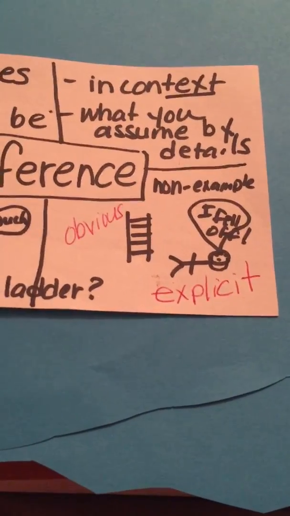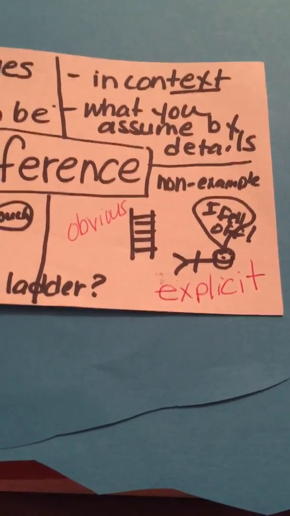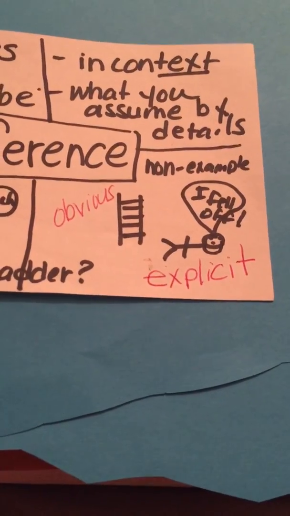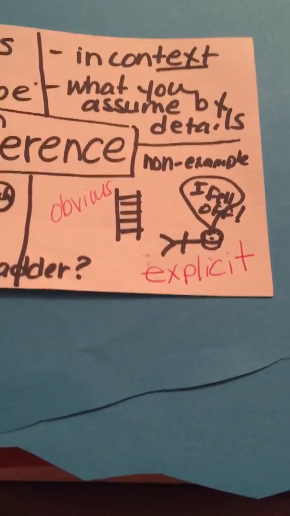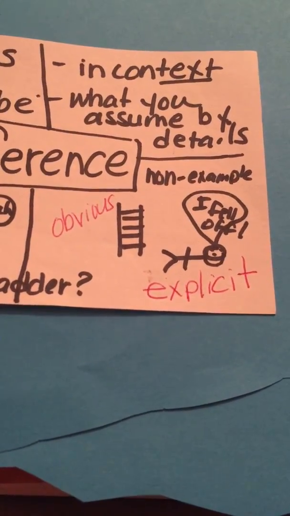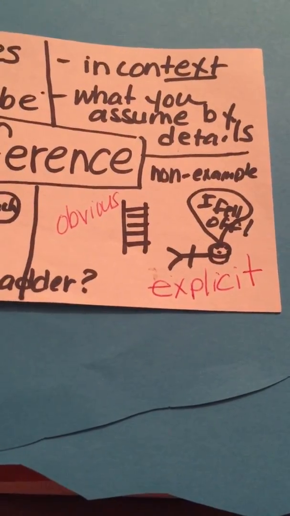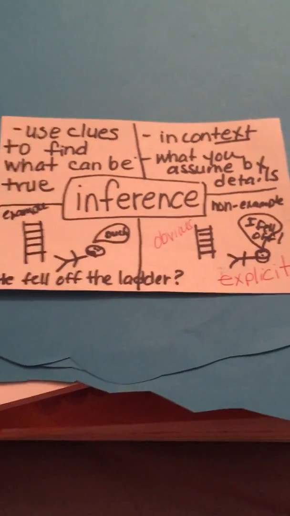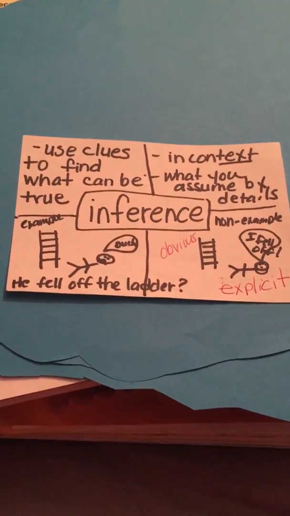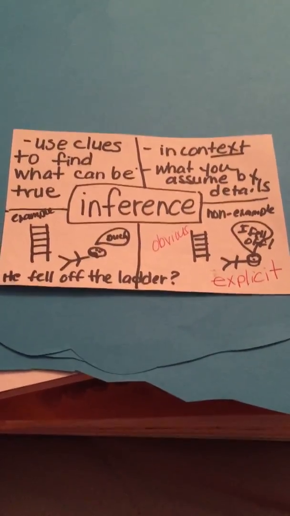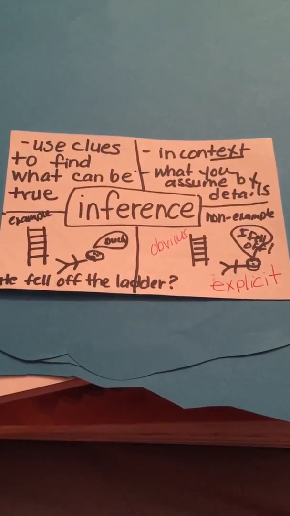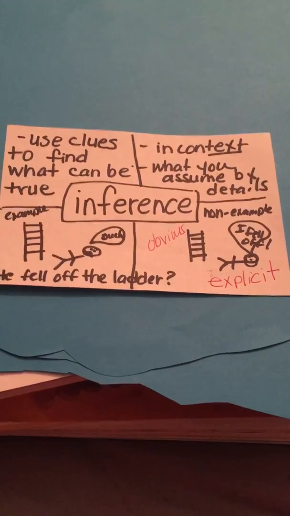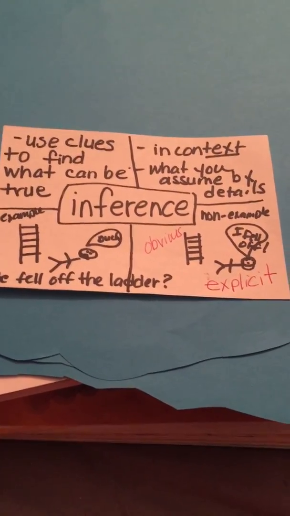Here's a non-example. He's telling you, I fell off the ladder. So you don't have to make an inference. He told you, I fell off the ladder. He's being explicit, explaining it. It's obvious he fell off the ladder. So you're going to be making inferences not just in daily life. You do that all the time. But you're going to be making inferences in the text, from the text. You're going to have to, what we call, read between the lines. That's what an inference is.